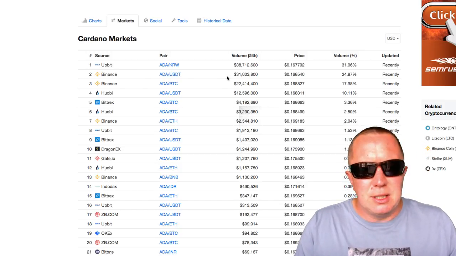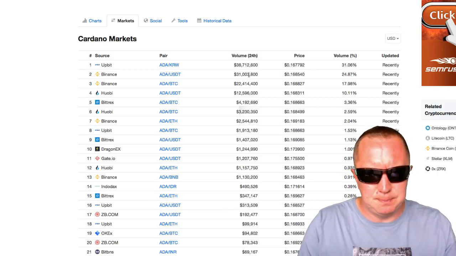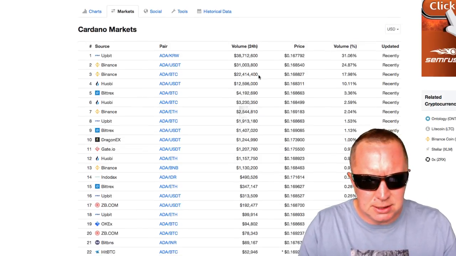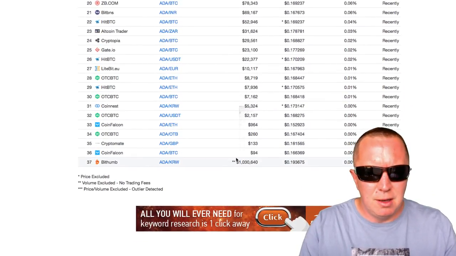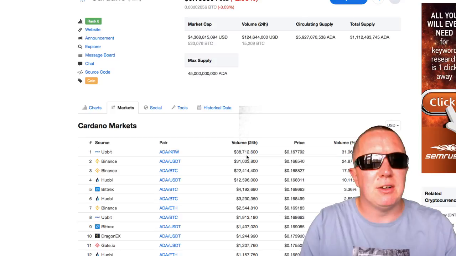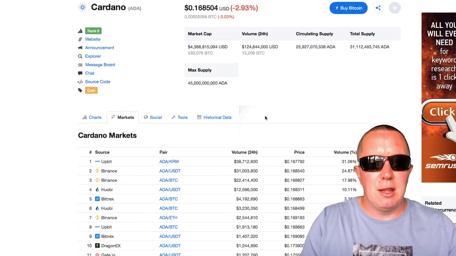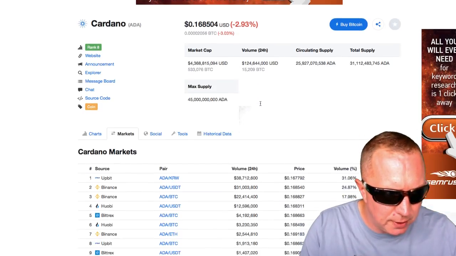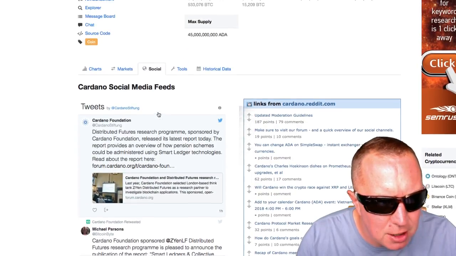Anyway, on here you can see what the volume is on Binance. So you can see that $31 million were traded in Cardano in the last 24 hours on Binance. You go down to some of these poor exchanges, Coin Falcon, only $94 were traded in the last 24 hours. So you're probably better off getting yourself on a better exchange. I'll be showing you how to do that in other lessons, so we won't talk about that too much. The volume of Cardano is $124 million in total in the last 24 hours. If we go to social, you can bring up some social media stuff about Cardano.